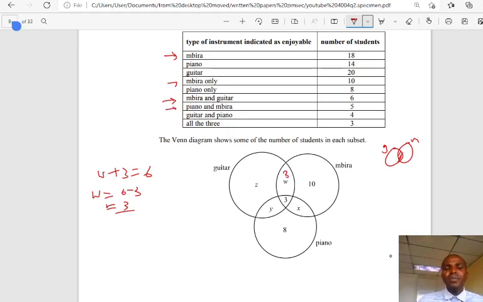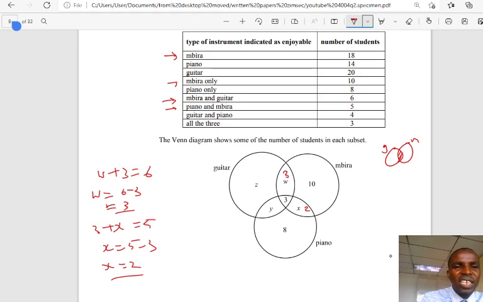Piano and Mbira. Piano and Mbira is 5. Piano and Mbira is 3 and X. So 3 and X must give you 5. 3 plus X is equal to 5. Then you get X is equal to 5 minus 3. X is equal to 2. So X is 2 here. We are done. We are left with Y and Z.